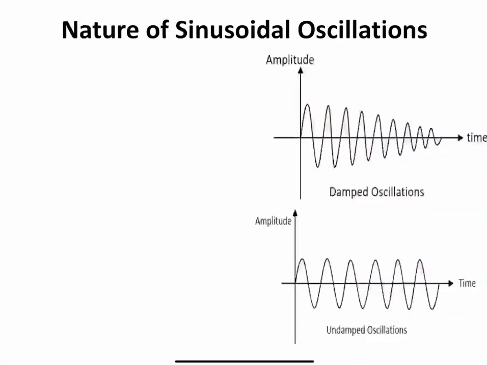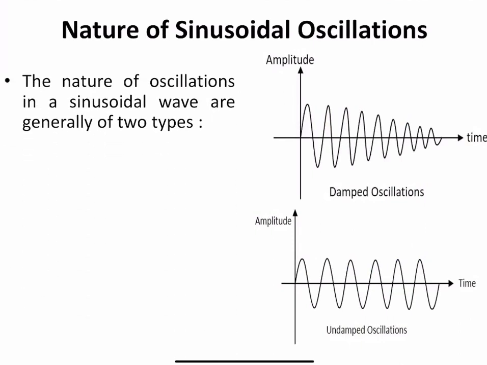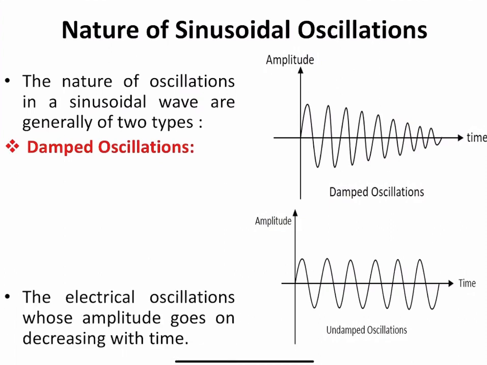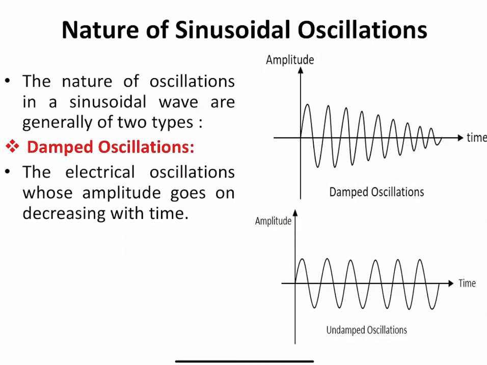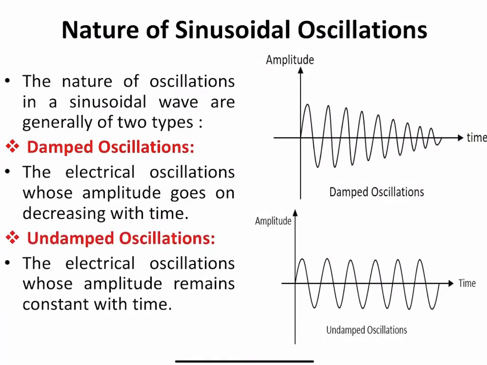Next is the nature of sinusoidal oscillations, meaning what types of sinusoidal oscillations are possible. There are two types we are covering here. First is damped oscillations and second is undamped oscillations. In damped oscillation, the oscillation amplitude decreases with time, or the amplitude of the electrical oscillation goes on decreasing. But in the case of undamped oscillation, the amplitude remains constant.